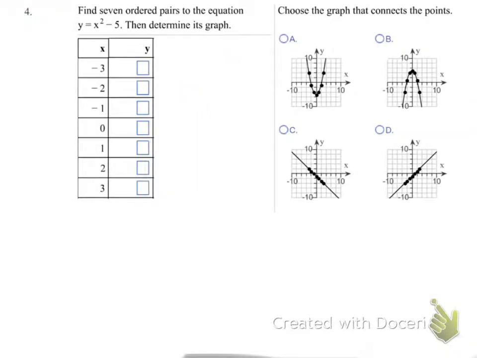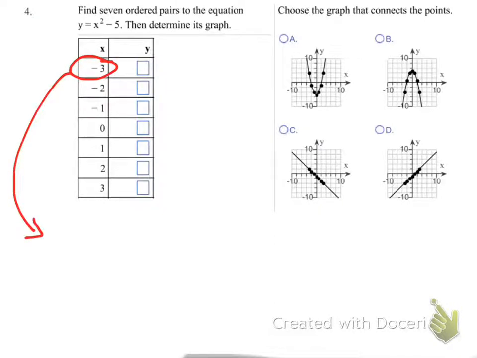Now, in this problem, this is problem number 4, I randomly pulled these from the homework, the ones that I thought might be troublesome to most students. So what I need to do is find 7 ordered pairs to this equation. Y equals x squared minus 5, and then determine the graph. Okay, I am going to start with the x equals -3.